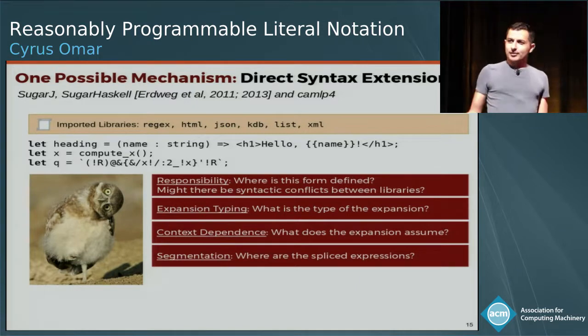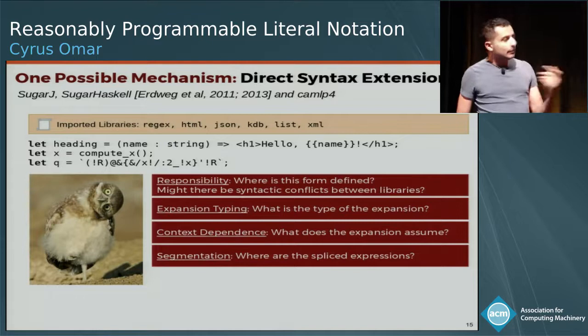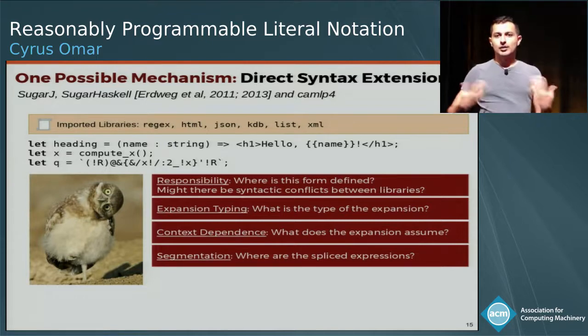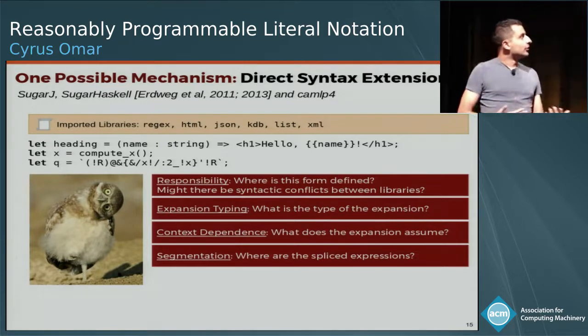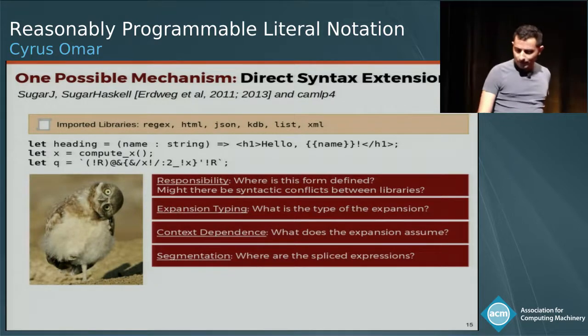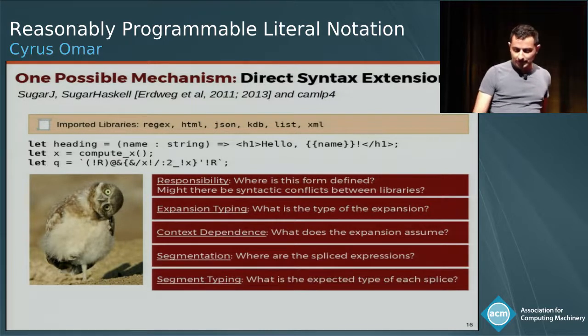And then where are these sub-expressions? This notation, how do we know that this character sequence name up there is actually an expression name and hello isn't and H1 isn't? And what are the X's and the 2's and the R's doing there? Are those variables or what are they, right? So the question is, where are the splice expressions? And even if you know where they are, what types should they have? How do we know 2 curly braces means string?